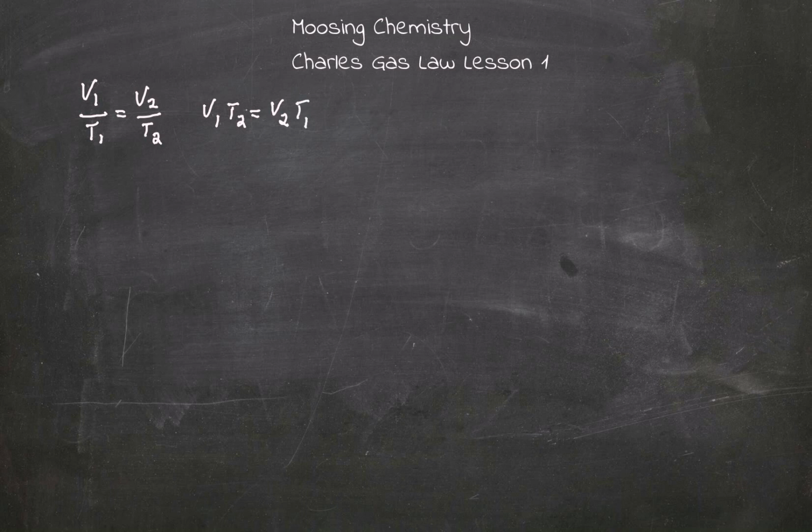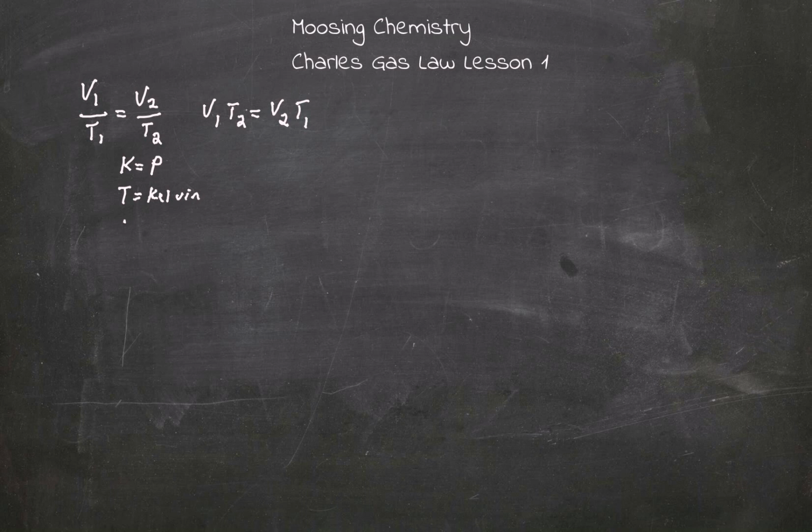Now, Charles' law is a comparison between volume and temperature, the relationship, where the constant in this case is pressure. Pressure does not change. Also, temperature must be in Kelvin when using Charles' law.